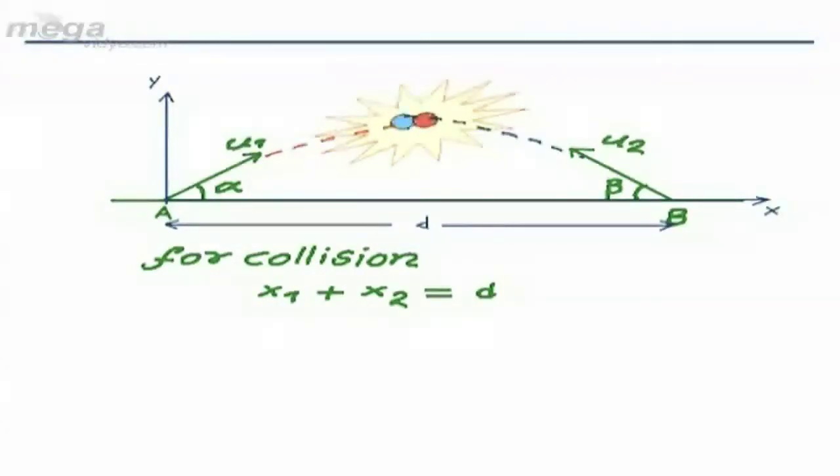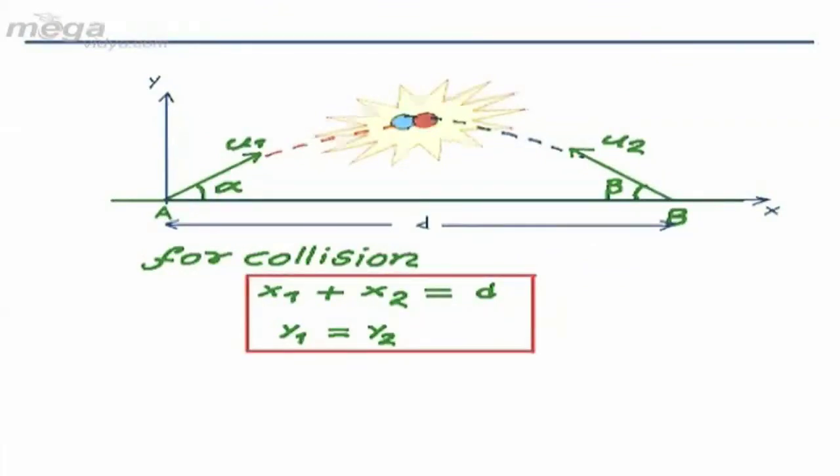And if we talk about the y coordinates of the positions of both the projectiles, then the y coordinate of projectile number 1 must be equal to the y coordinate of projectile number 2. If this occurs, then collision will take place. Then how do we solve under this given condition?